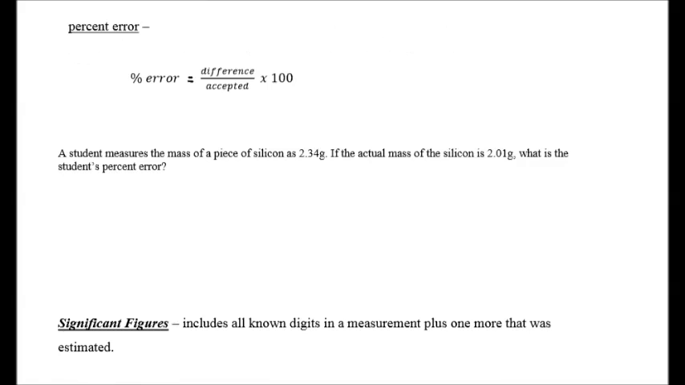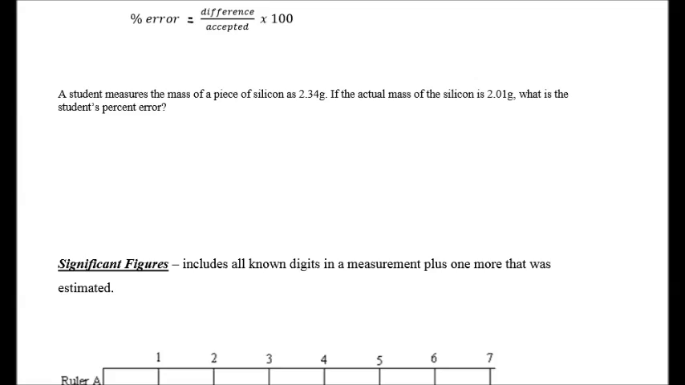So if we look at the problem, they ask us to calculate percent error using ESA. Percent error is equal to difference over accepted times 100.